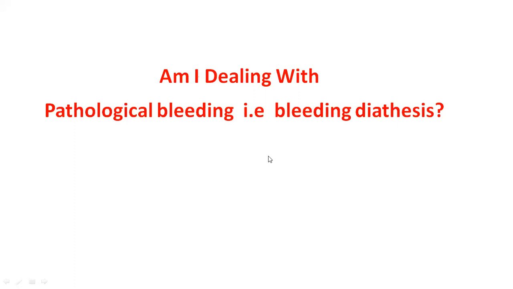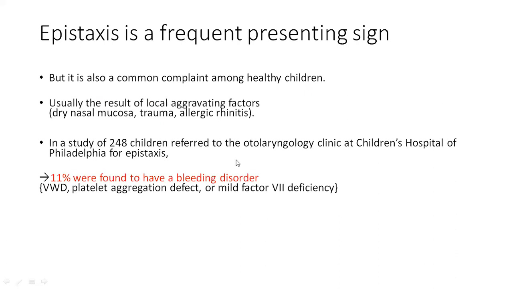So when you have significant mucosal bleeding from maybe like the nose, depending on that, you need to evaluate what is the cause for pathological bleeding, whether it is an anatomical bleeding or it is simply a bleeding diathesis. So to answer these questions, we need to go. So epistaxis is a frequent presenting sign in bleeding diathesis.